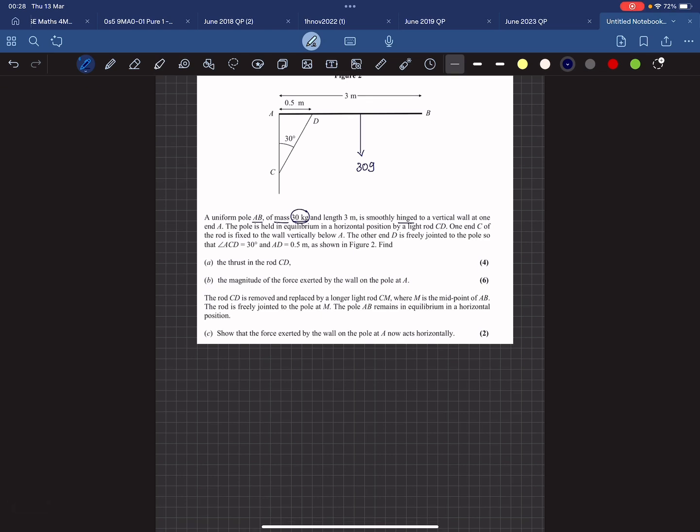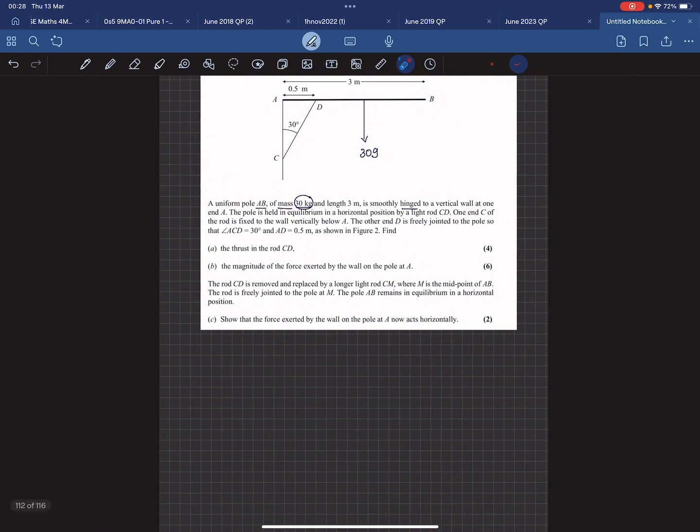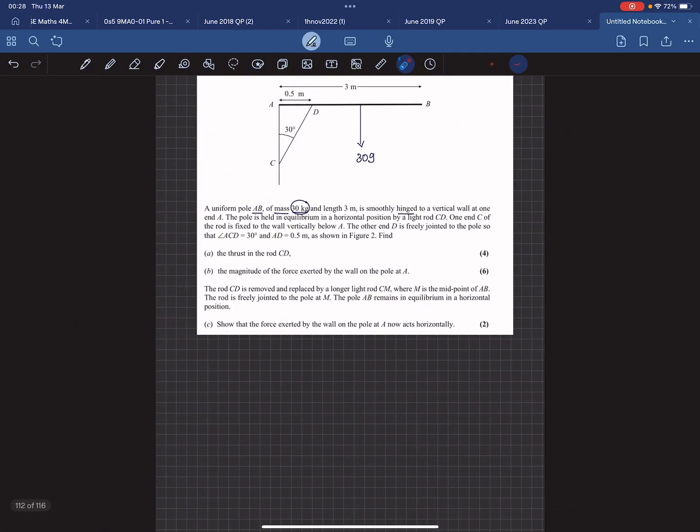The pole is held in equilibrium in horizontal position by a light rod CD. So there's another rod here holding this upright. The other end D is freely jointed to the pole so that ACD makes an angle 30 and AD is 0.5 as shown in figure 2. Find the thrust. So there is a thrust given here and they want you to calculate the thrust.